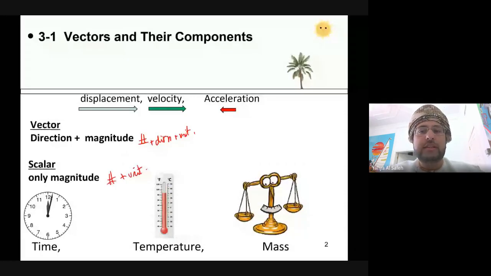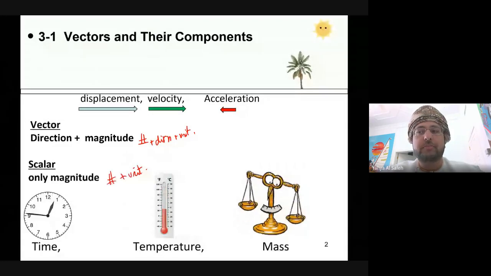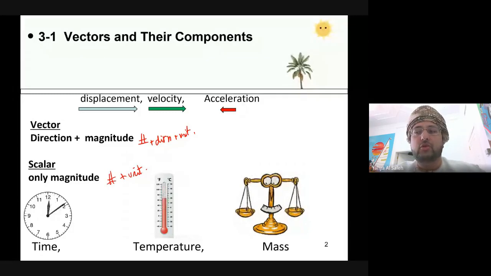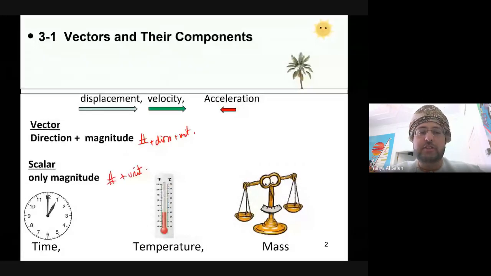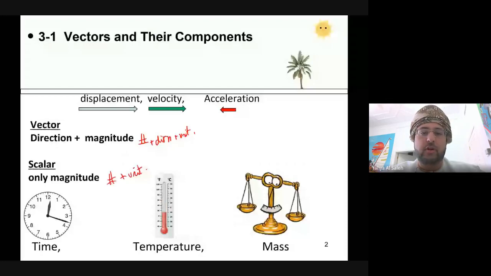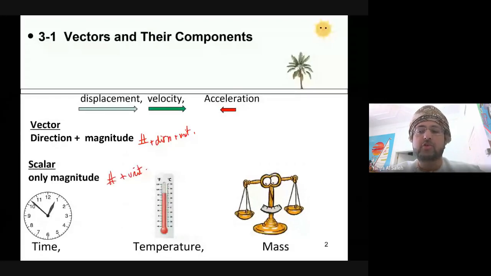touched upon this. Remember when we spoke in the previous lecture about acceleration, and we said the rule about acceleration is that if acceleration and velocity are in the same direction, then the object speeds up. If they are in opposite directions, then the object slows down. We have already used the concept of vectors there because we spoke about them being in the same direction or in opposite directions.